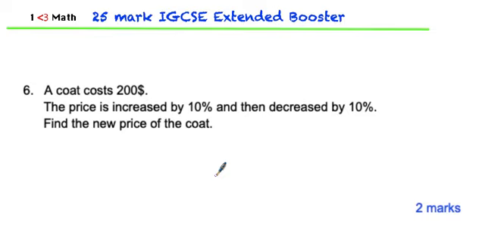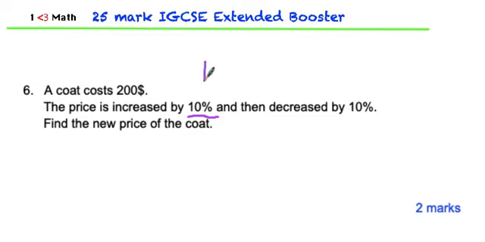Question 6. A coat costs $200. The price is increased by 10% and then decreased by 10%. Find the new price of the coat. So on this question, we need to be very careful because it's not simply adding on 10% and then taking off the same amount. Now I'm going to explain why in a moment, but we just need to look at our multipliers first of all.